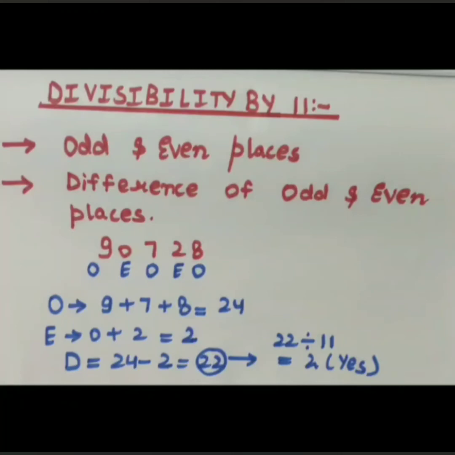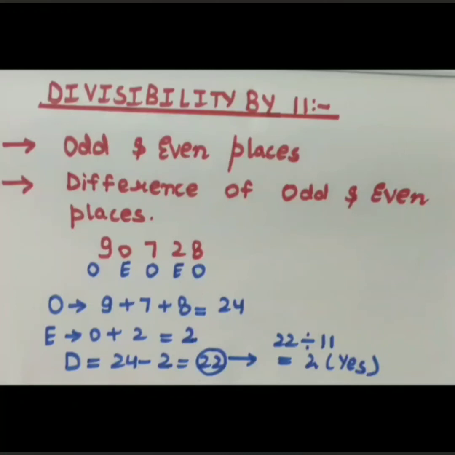Now we'll be adding the odd places. We'll be finding their sum, 9 plus 7 plus 8. It is easy to memorize which are the odd ones and which are the even ones. As I have marked with the blue highlighter, the odd total is coming 24, and the even ones, 0 plus 2, will give you 2 only. Both the sums I have got.